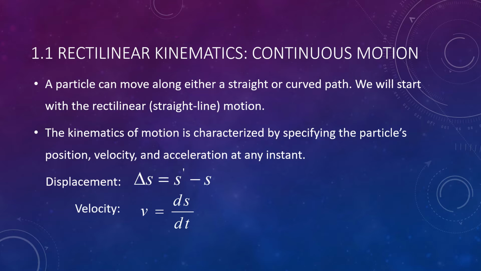Rectilinear kinematics represents continuous motion. A particle can move along either a straight or curved path. We will start with rectilinear straight line motion. The kinematics of motion is characterized by specifying the particle's position, velocity, and acceleration at any instant. Displacement is defined as delta s, which is equal to s prime minus s. Velocity v is defined as ds over dt.